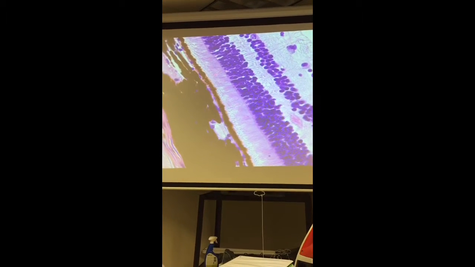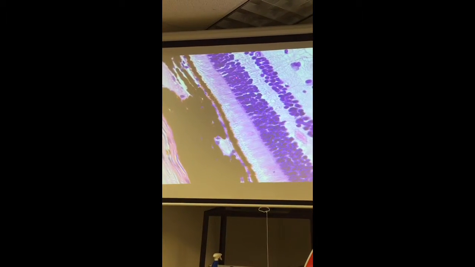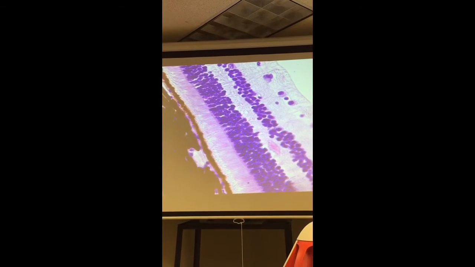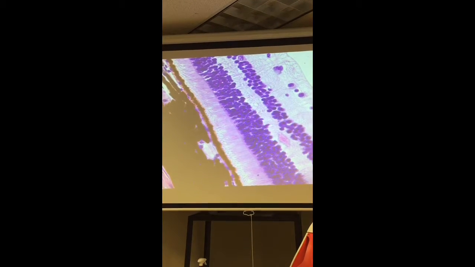The light is going to cause isomerization of that rhodopsin from cis to trans. That's going to affect this photoreceptor. Oh, that's right. It was going to hyperpolarize the photoreceptor so that glutamate was not released.